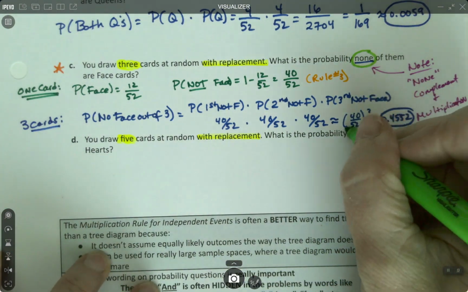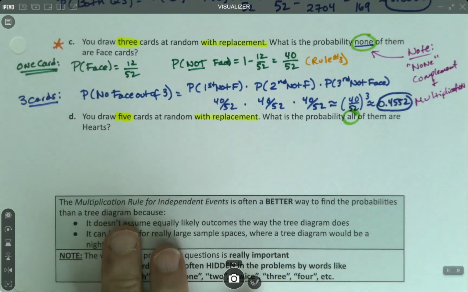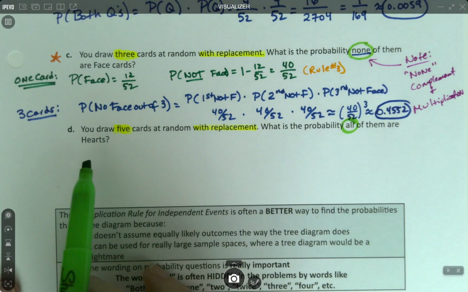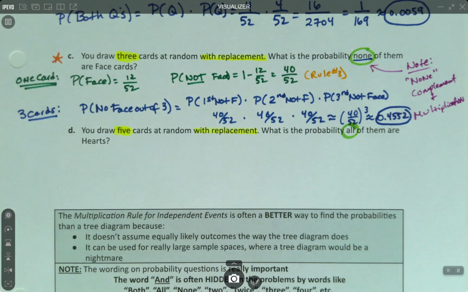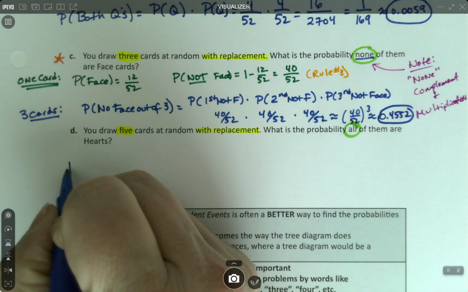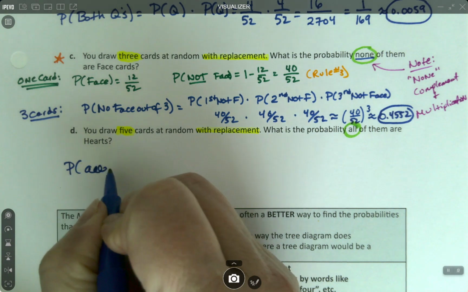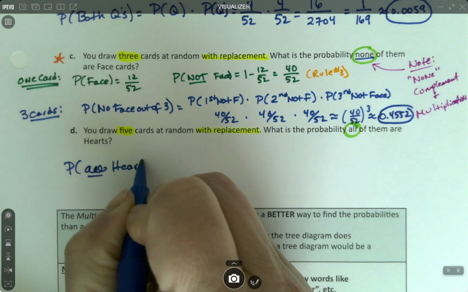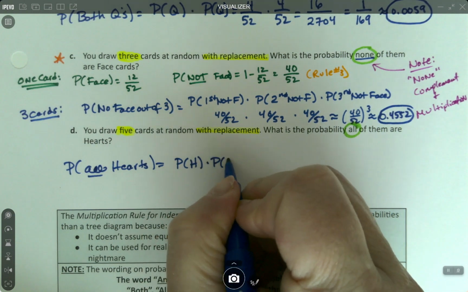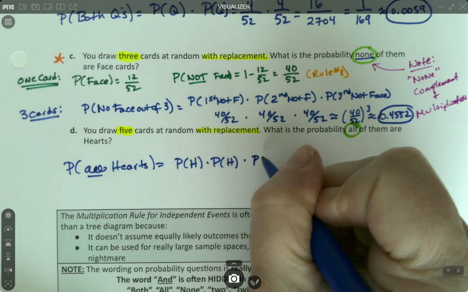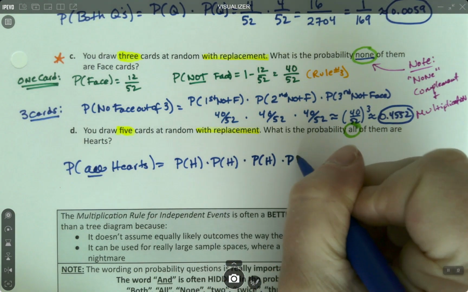All is, I want all of them to be hearts. So you just take the probability of heart and you multiply it by itself 5 times. So the probability that all are hearts is the probability of heart times the probability of heart. You're just using the multiplication rule right out. There's no complement rule, no nothing.